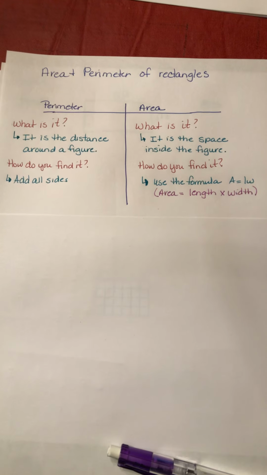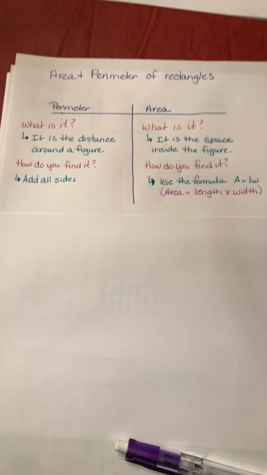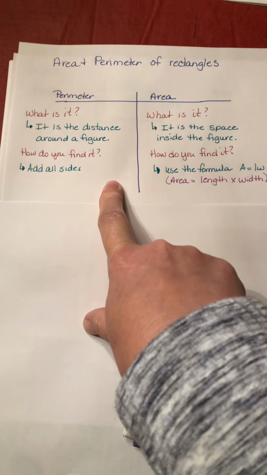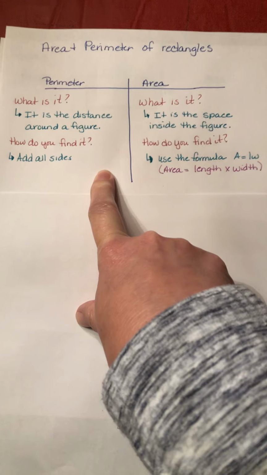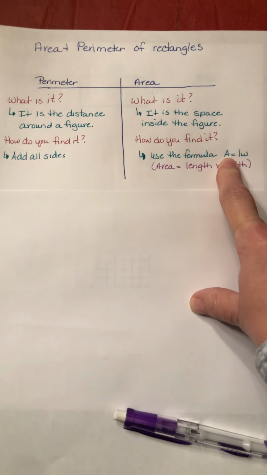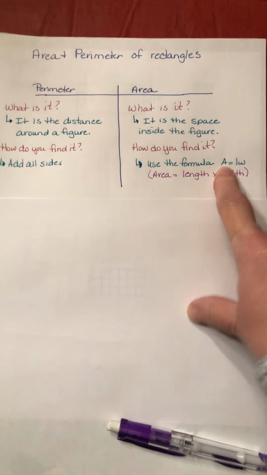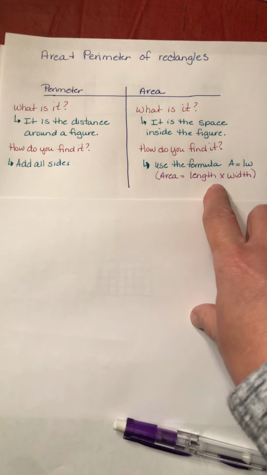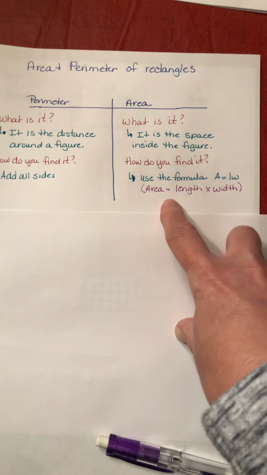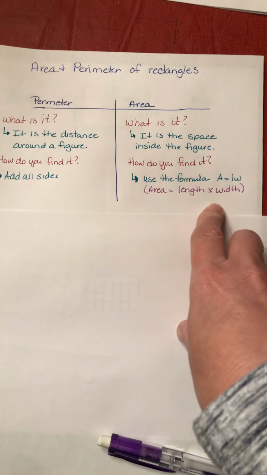Hey Mustangs, today we're going to talk about area and perimeter. Now, you should remember this from 5th grade. Perimeter is the distance that's around the figure, and the way you would find it is you would add up all the sides. Area is that space in between, inside the figure, and you can find it by using the formula A equals LW, which is area is equal to length times width.